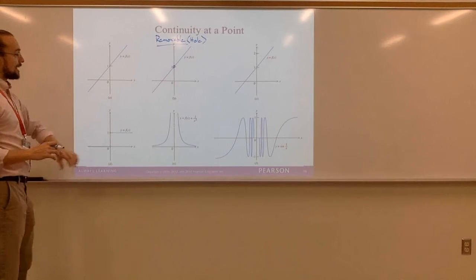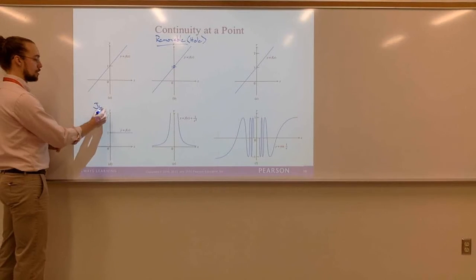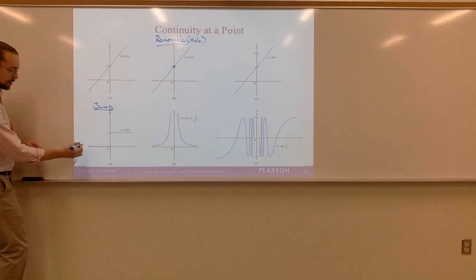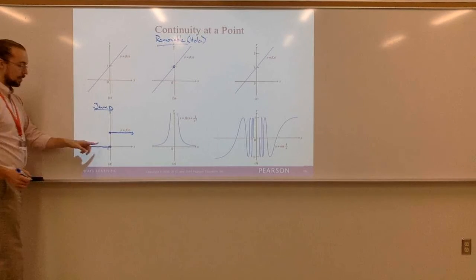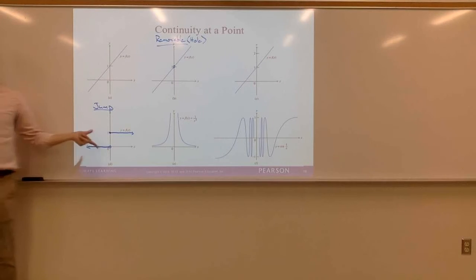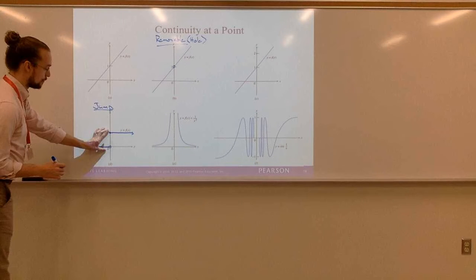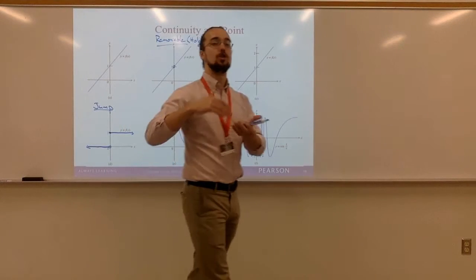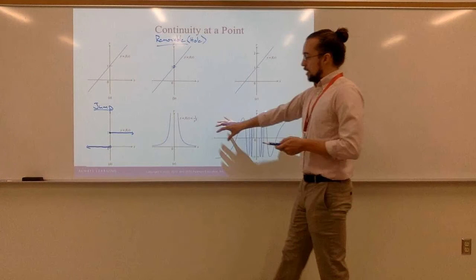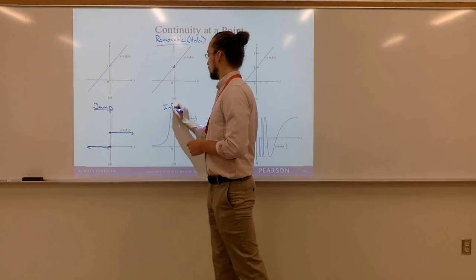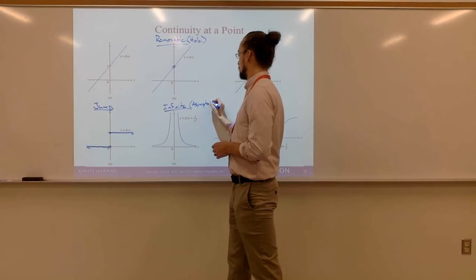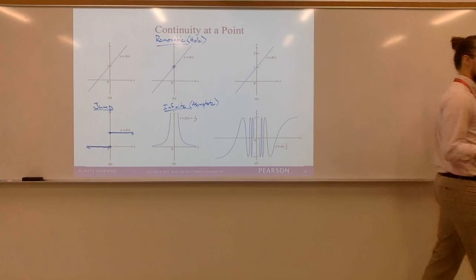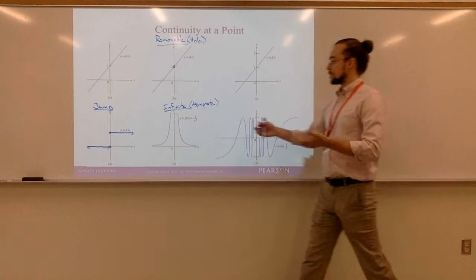And a jump discontinuity, that was the next one. This is kind of hard to see here, but this function is doing this. The jump discontinuity is where I have a gap. So in the graph that we just looked at, at x equals 2, we had a jump discontinuity. The third one was an infinite discontinuity, or an asymptote. An infinite discontinuity is an asymptote, and this would be an example of that.